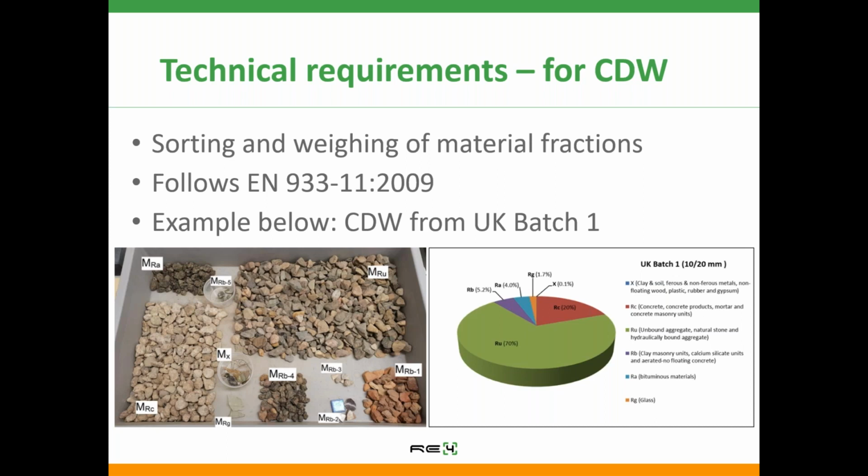What you see here is an example from a CDW batch we worked with, called UK batch 1. In this method, you take a certain amount of CDW stated in the standard, and then you sort it by hand into different material types. For example, you sort unbound stone in one pile, concrete in one pile, lightweight concrete in another, bricks and slag in one, bituminous material in another pile, glass, and so on. Then you weigh these fractions and you get what you see to the right. You get the composition of your particular material with respect to different types of material.